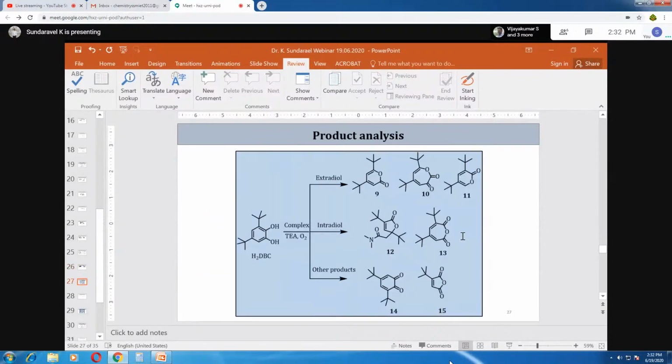Once the reaction is over, we analyzed the products of the reaction. This clearly indicates that we are getting two different sets of products. Extradiol cleavage products we have observed, as well as intradiol cleavage products.